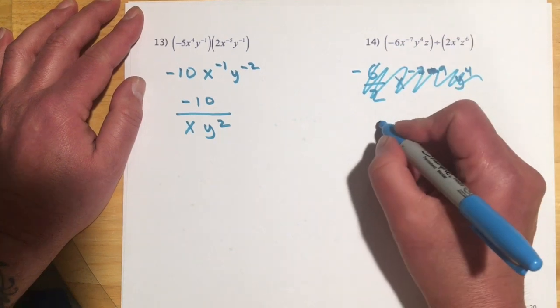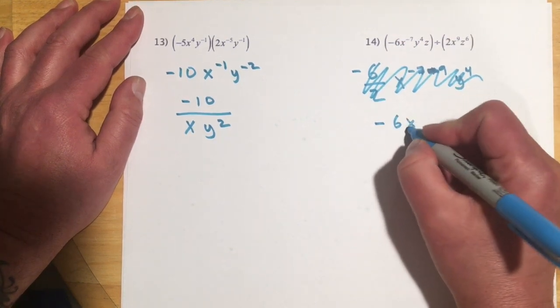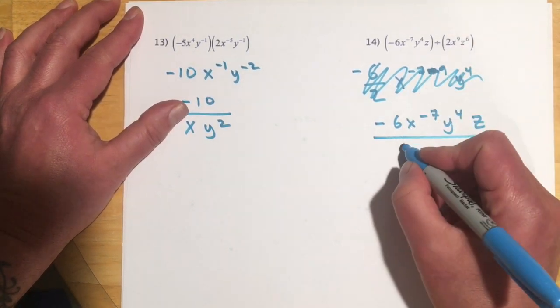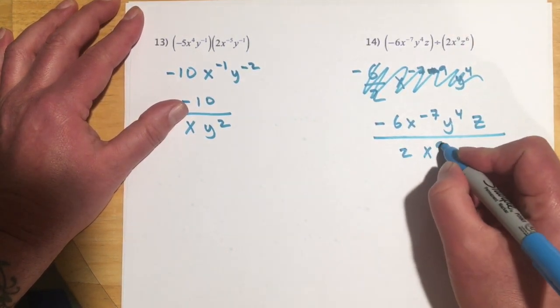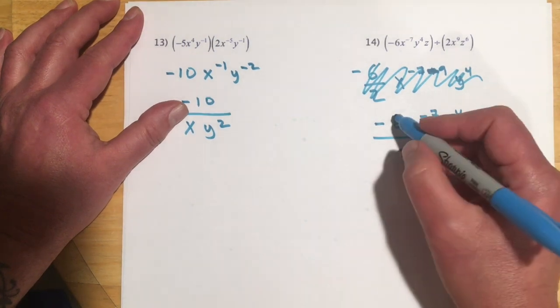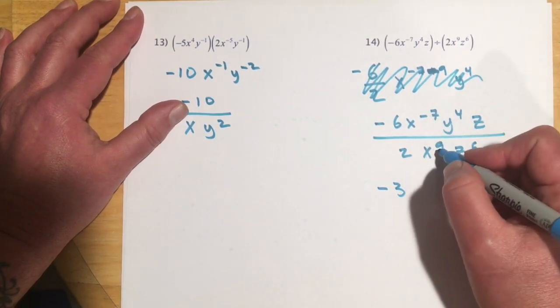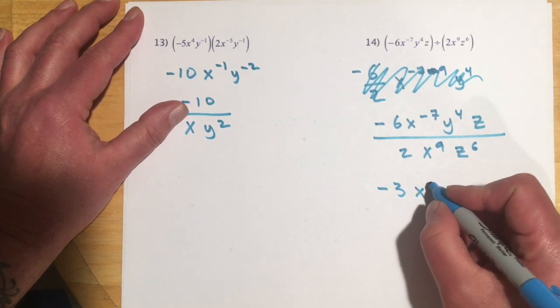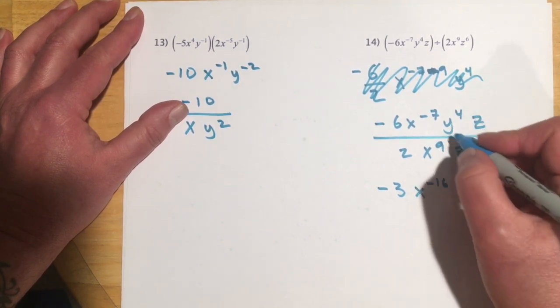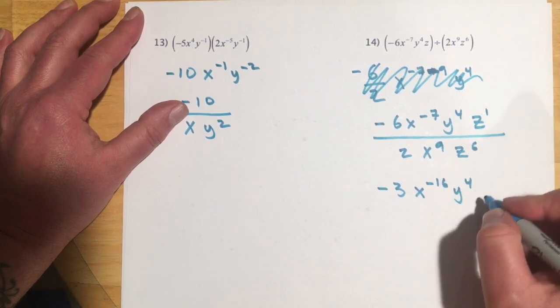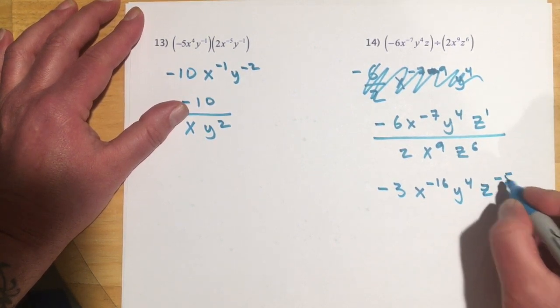Okay, I changed my mind and I'm going to rewrite it. So 6x^-7 y^4 z, and then 2x^9 z^6. So right here we'd have a negative 3. This would be negative 7 minus 9, so that's going to be x to the negative 16. 4, that's the only y. And then 1 minus 6 would be z to the negative 5.